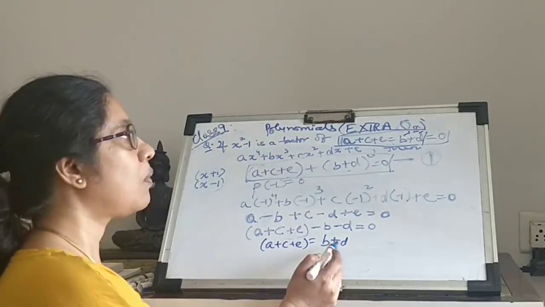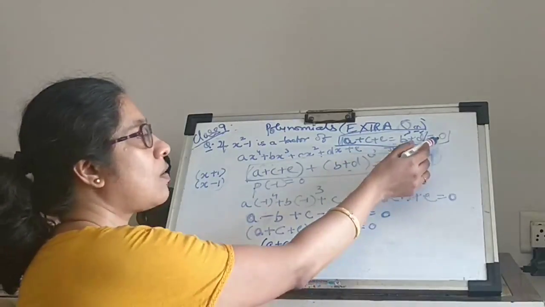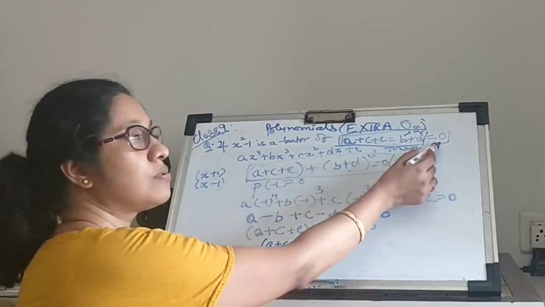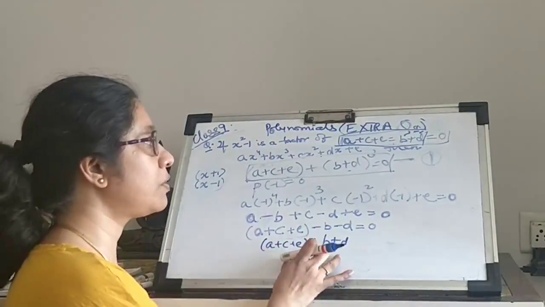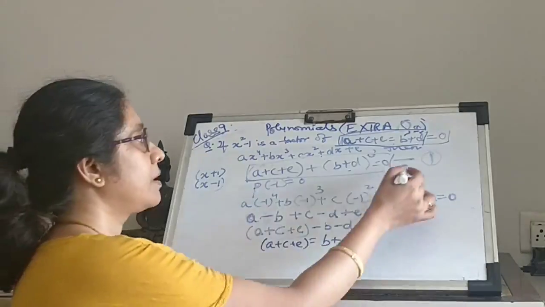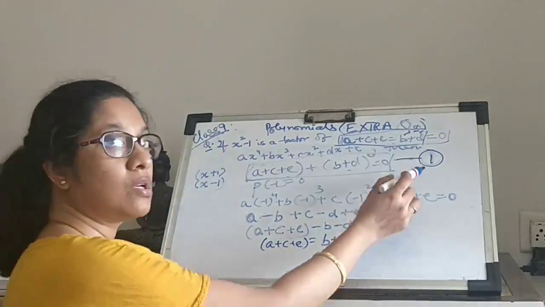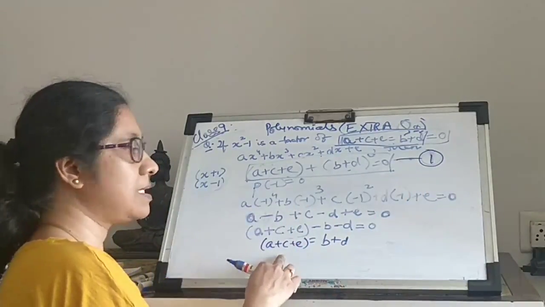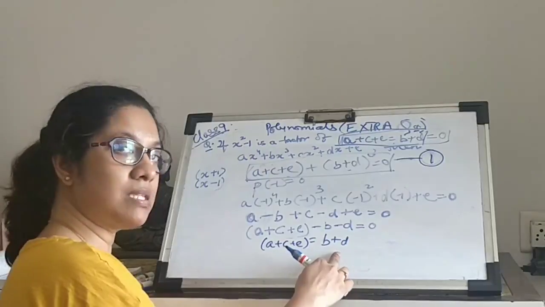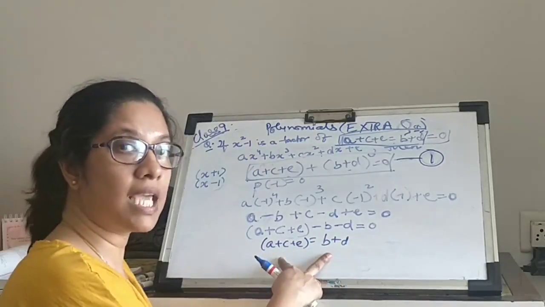Okay. Now what else do we need to prove? That A plus C plus E is also 0 and B plus D is also 0. So how do we know that both of them have to be 0? From equation 1. What do we see in equation 1? That the sum of A plus C plus E and the sum of B plus D is 0, and both of them are the same.